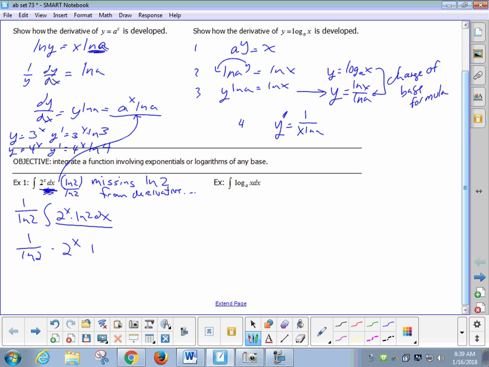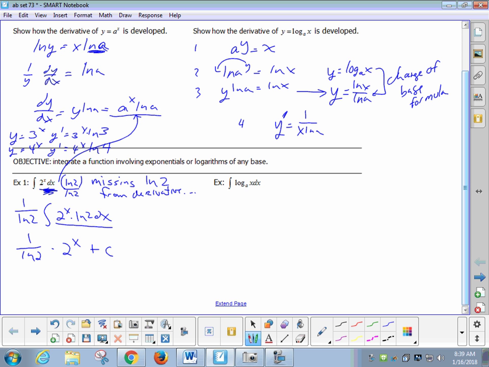2 to the x. So when I undo the derivative, it must have been just 2 to the x to begin with. Now this, then, on one level, makes a lot of sense. When we take a derivative power rule-wise, we multiply by that exponent. When we take an antiderivative, we divide by the exponent, right? Well, the same goes here.